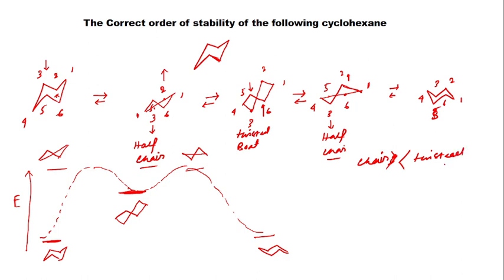Twisted boat. Then it is half chair. Also, you have to be careful about the structure. The one which is called half chair, the one which is called twisted boat. The structure we have to remember.